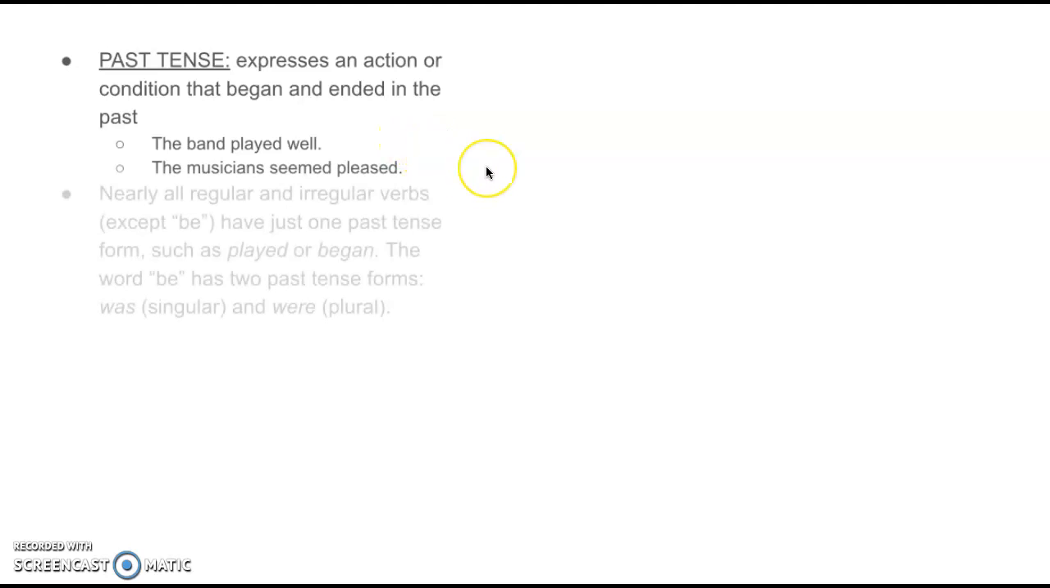A little bit more straightforward. Past tense expresses an action or condition that began and ended in the past. The band played well in the past. Musicians seemed pleased in the past.